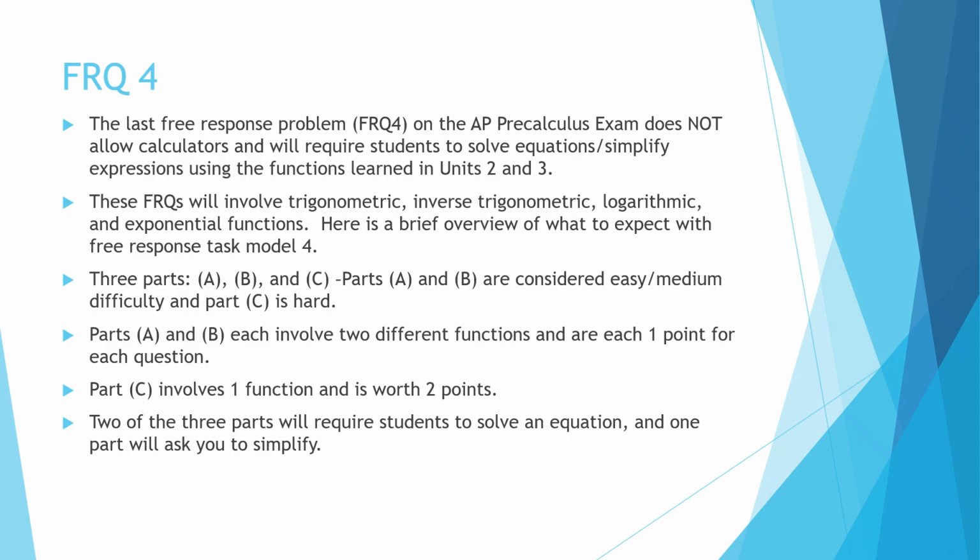There's going to be 3 parts. Part A and Part B are going to be 2 questions each. So AI and AII, and then BI and BII. Each are going to be worth 1 point. Part A will typically be easy, Part B will be a little harder, and then Part C will be hard, but this is just one question that's worth 2 points. So in total, a 6-point question here.